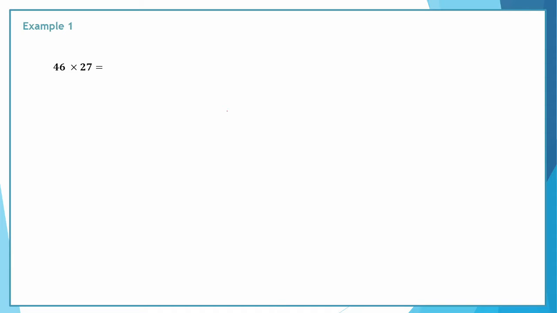So here we have example 1. We've got 46 times 27. This is going to be a pretty simple column multiplication. So if we just write out 46 times 27.